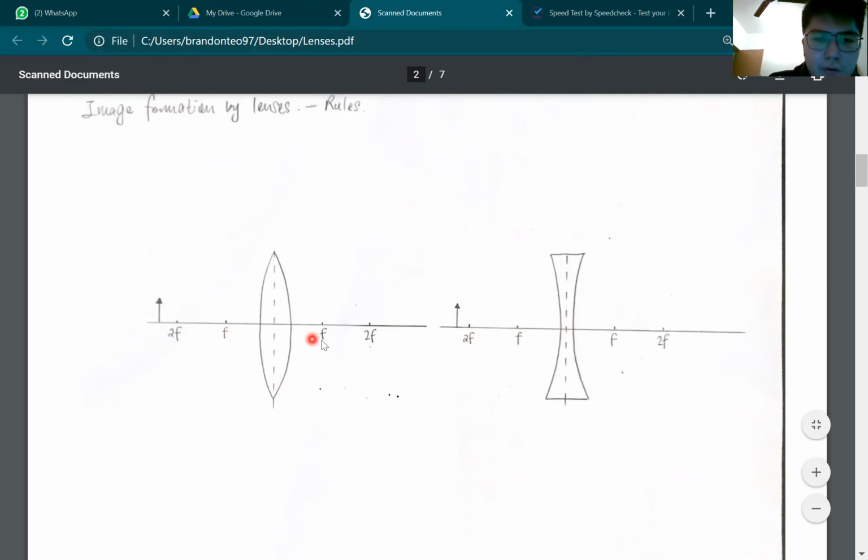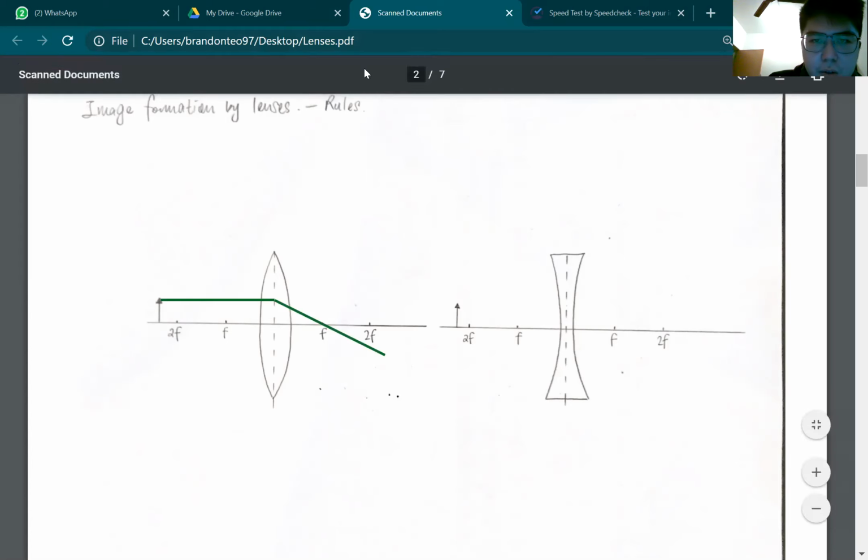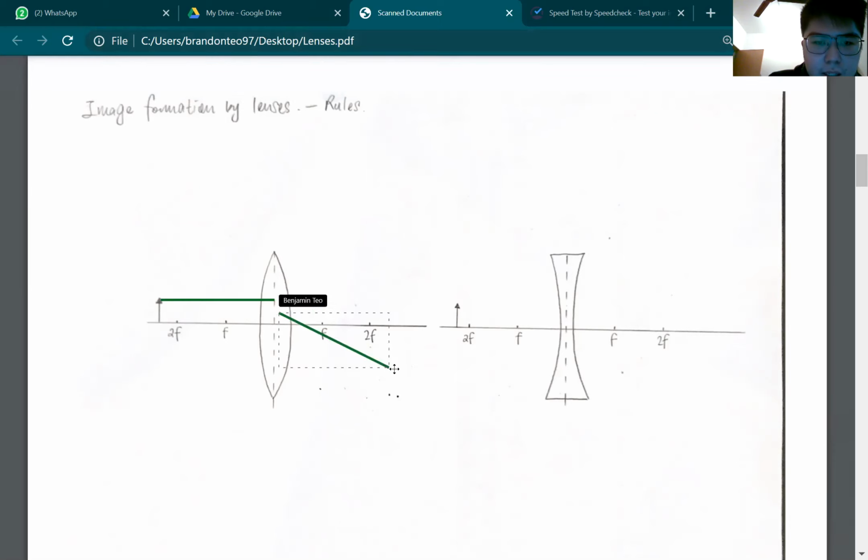So again, you have two focal points, one on the left, one on the right, and then also you have 2F and 2F. So first rule is that parallel, the rule is almost the same as the mirror. Parallel, then focus. Now, take a focus, I don't sketch it coming back. No, this is wrong. I don't come back and hit this focus point.